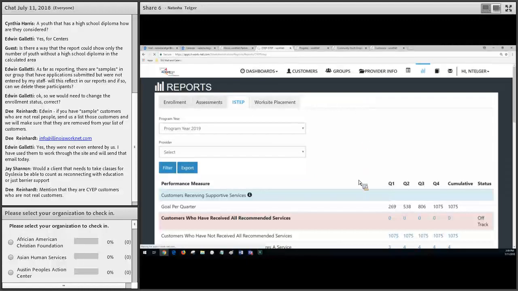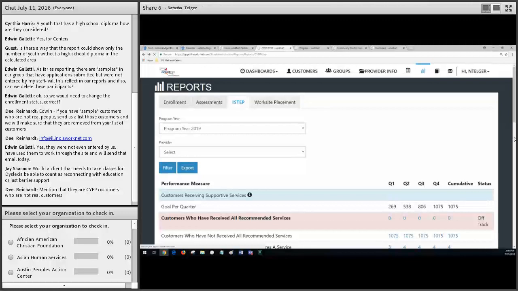And then we have worksite placement. Natasha, before you go on, Jay Shannon is asking, would a client that needs to take classes for dyslexia be able to count as reconnecting with education, or just barrier support?